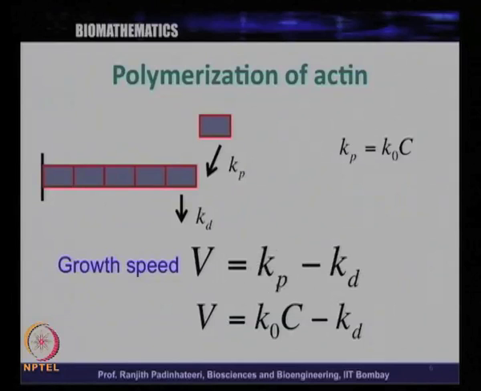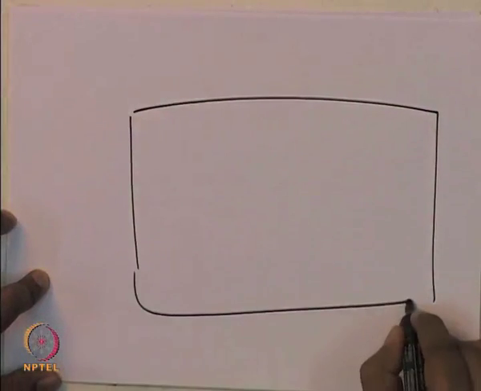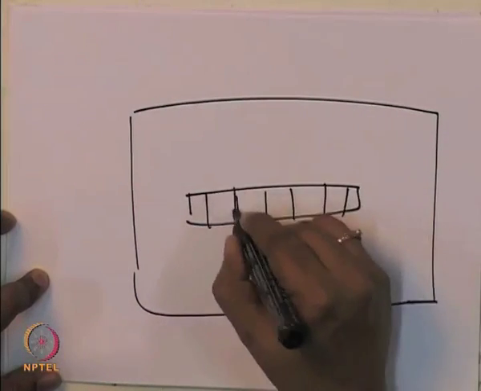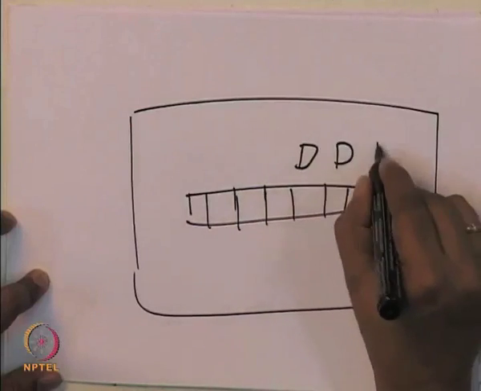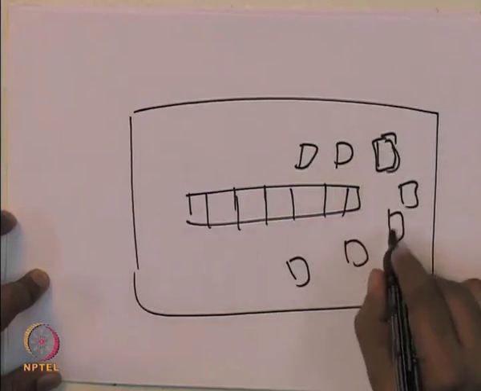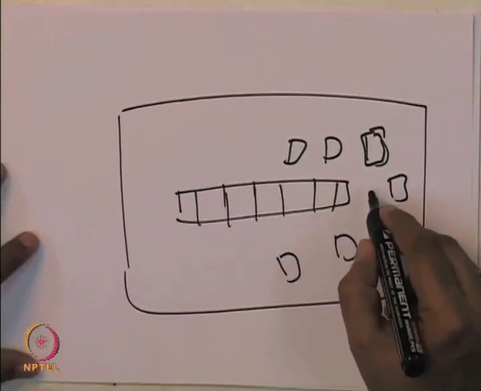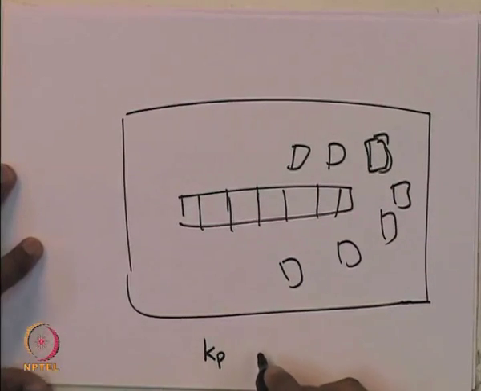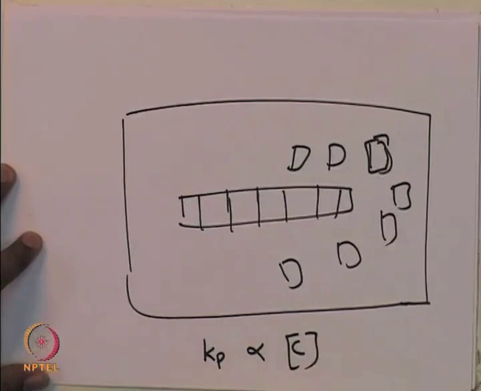Now, what is the polymerization rate? The polymerization rate is actually proportional to the free monomer concentration. As we said some time ago, you have a container and you have a filament and a lot of free monomers. If there are no monomers, this will not polymerize. If there are a lot of free monomers, it will polymerize faster. So, the polymerization rate is proportional to the concentration of free monomers.